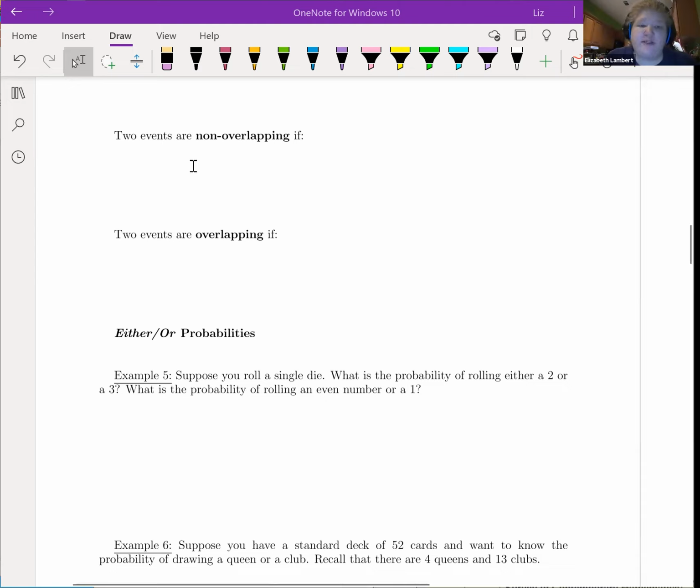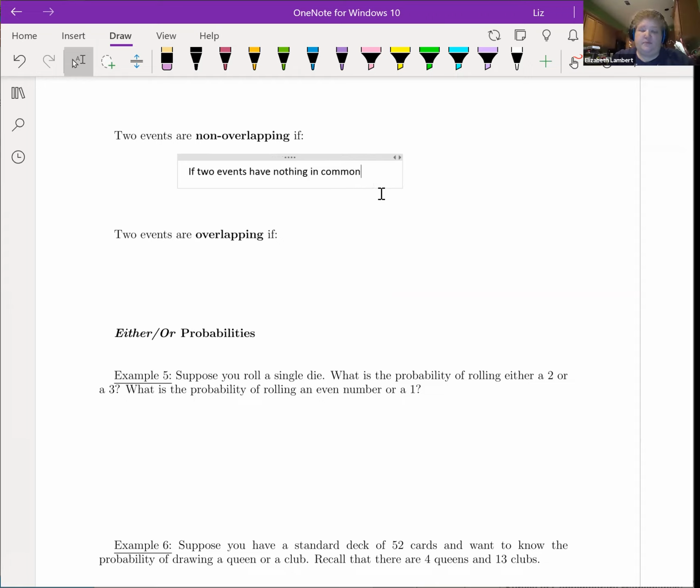So when we start talking about or events instead of and events, one or the other could happen, but it's still one event, like one draw or one button out of the bin or one card pull. We're just expanding the possibility of what we could draw. So non-overlapping is if two events have nothing in common. Like heads or tails on a coin. You can't have both heads and tails. Those are two separate sets if I drew a Venn diagram.